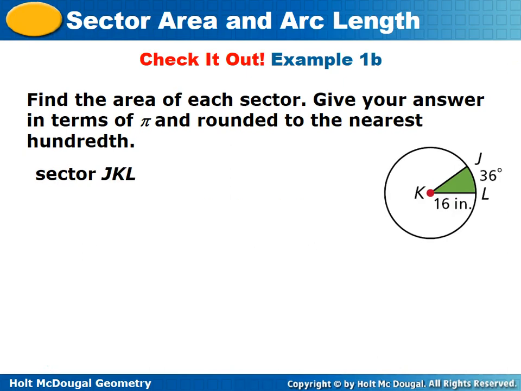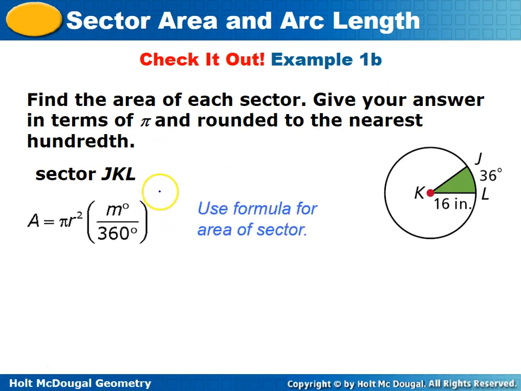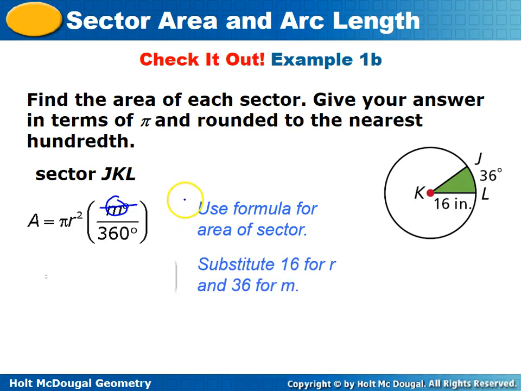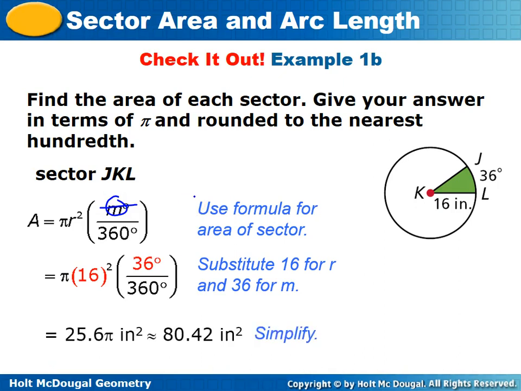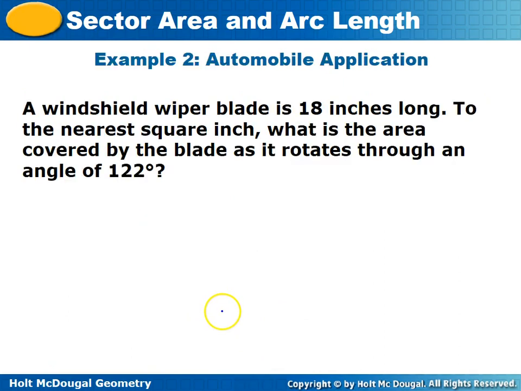All right, so here we go. Again, our radius is 16. And again, remember, this is our theta. That's our angle measure, or our arc length, either one. And then we're going to do 16 squared times 36 divided by 360, leave pi in one of our answers, and multiply by pi for our second answer. And oh yeah, don't forget that all of our units will be squared here because we're talking about area.